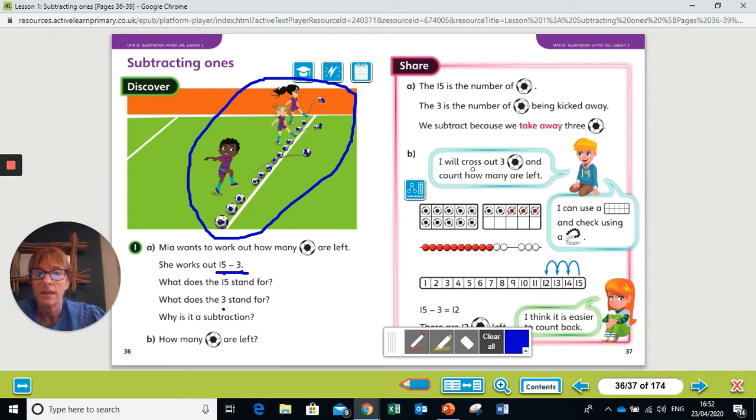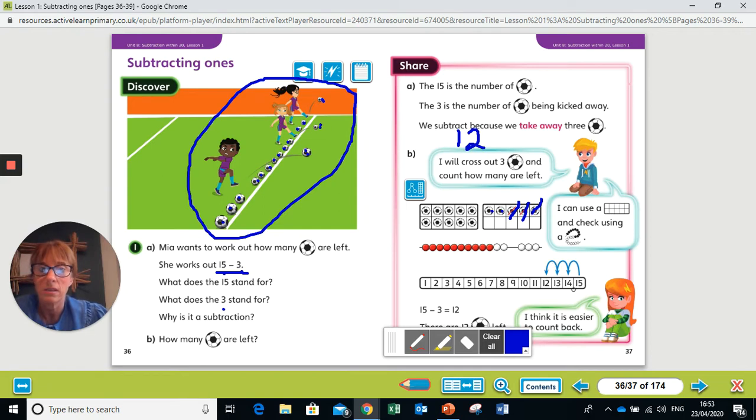And look what he's done. He's crossed out 1, 2, 3 footballs. 15 take away 3. He had 15, he's taken away 3. How many has he got left? Now remember, we don't have to count from 1. We know that's 10, so we can count on and we say 10, 11, 12. 12 footballs are left, so we think the answer is 12. I'm going to write it up here.